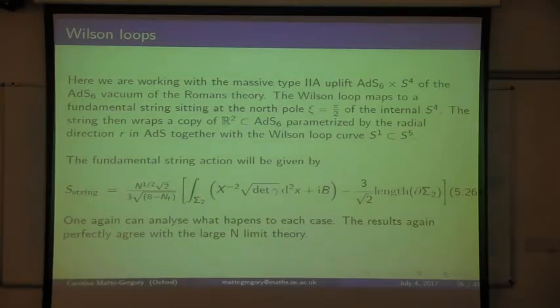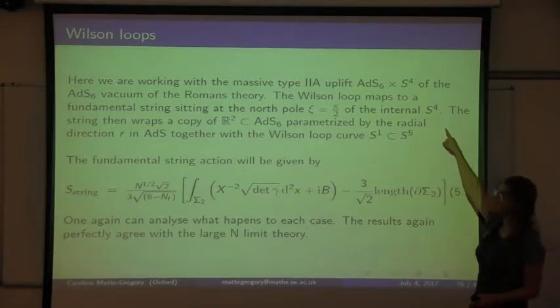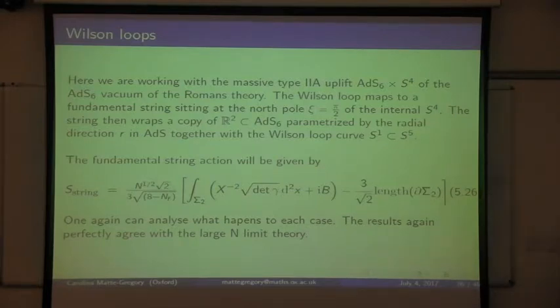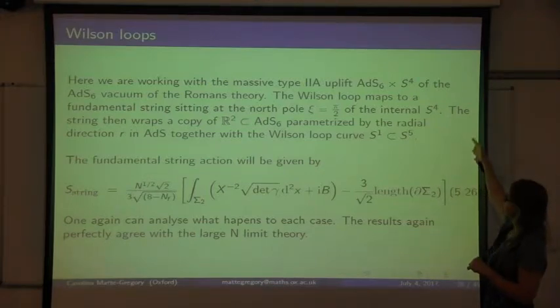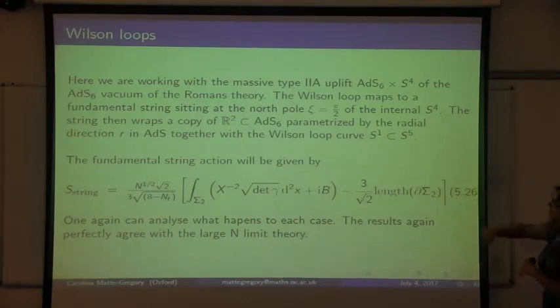On the gravity side, again, as I said, you uplift to 10 dimensions, and you have this AdS6 cross S4 kind of. Your fundamental string will be sitting on the north pole of my internal space S4. As I said before, this is the nicest place, where the S3 slices go to 0. So you compute this at the north pole, and you want the action of this fundamental string.